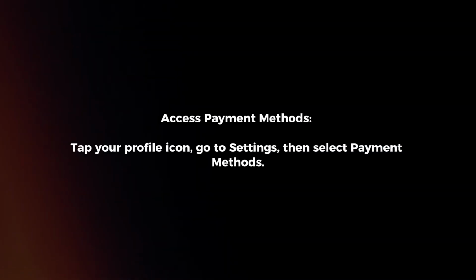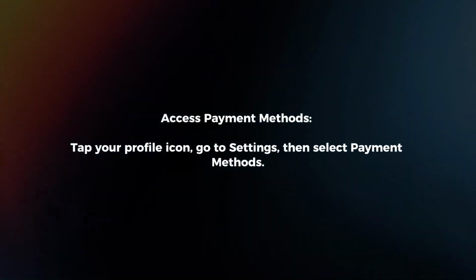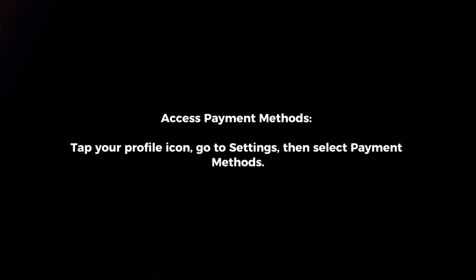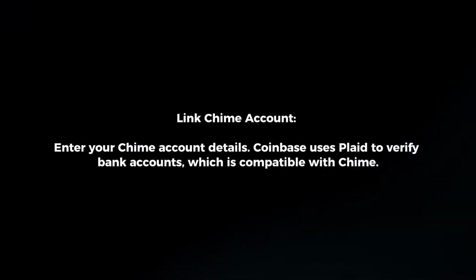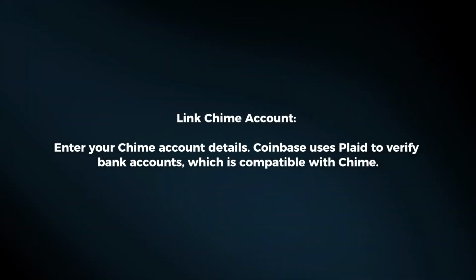Access payment methods. Tap your profile icon, go to settings, then select payment methods. Add the payment method. Choose add a payment method and select bank account. Link Chime account. Enter your Chime account details.